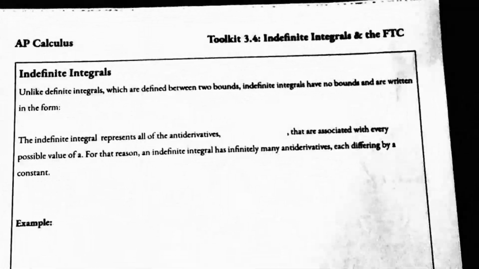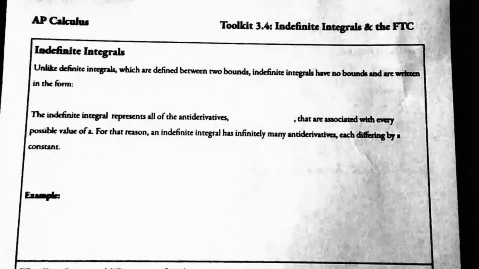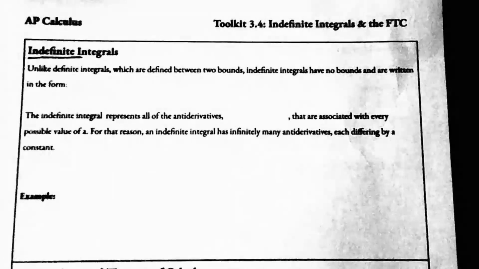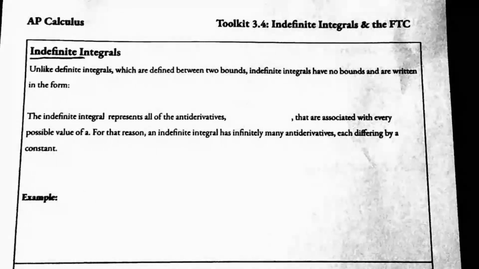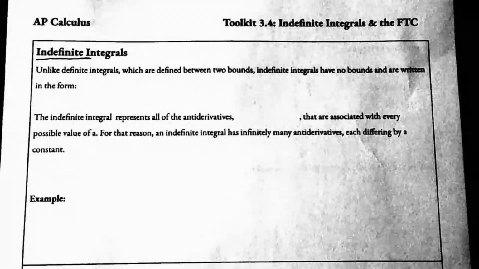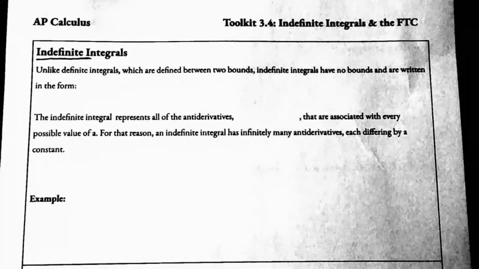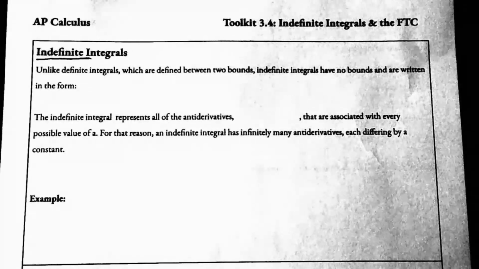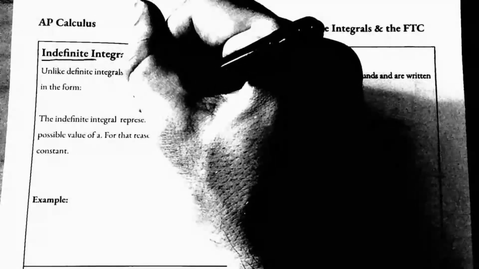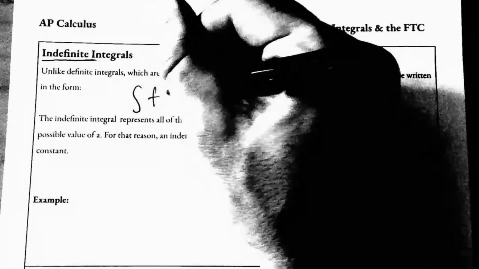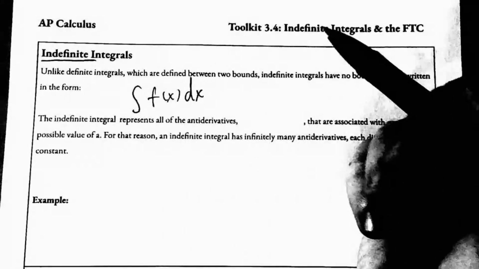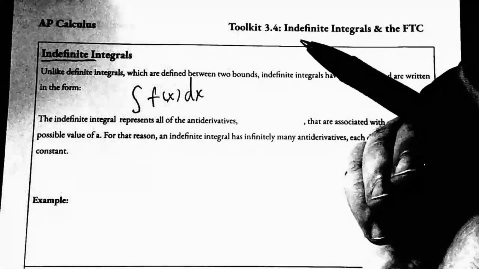3.3, or this is mislabeled 3.4, was now moving to indefinite integrals. Okay, indefinite integrals. Unlike definite integrals, which are defined between two bounds, indefinite integrals have no bounds. So you still have that integral symbol, you still have that f of x, and you still have the dx, but you don't have any bounds. There's no a and b, no variables, nothing.